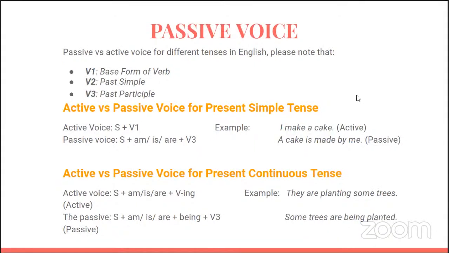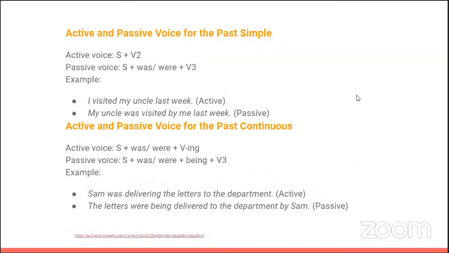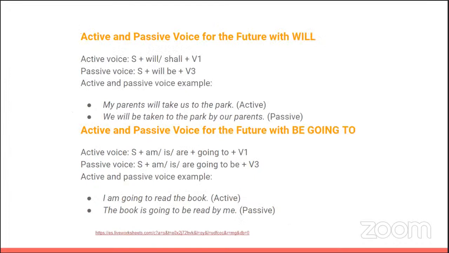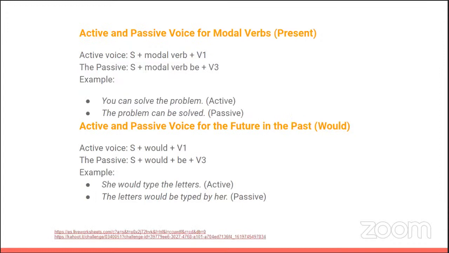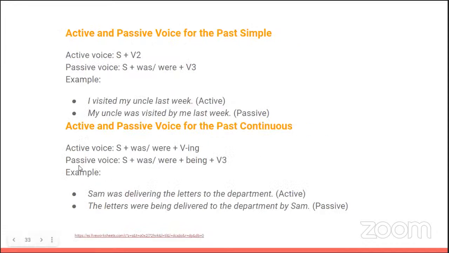Sorry, apologies. So this is the passive voice, simple present, present continuous. Passive voice, simple past, past continuous. Passive voice, future with will and future with going to. And passive voice with modals. All right, this is what I was reading. And yes, that's it. Okay, now you have the 3 of them.